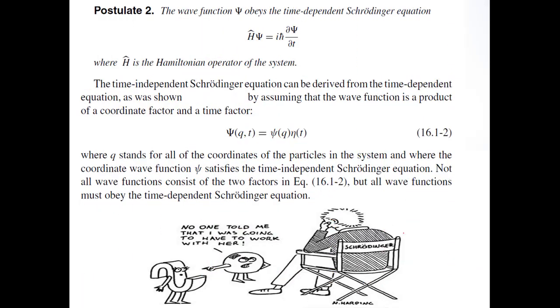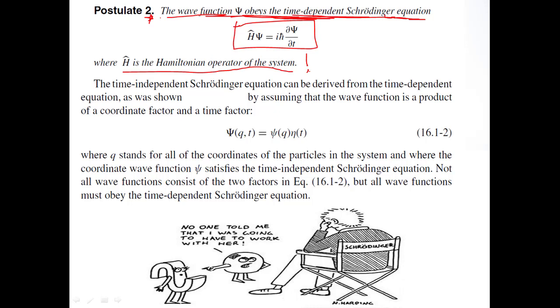Next, moving on towards the second postulate. This we already saw. This is Schrodinger's time-dependent Schrodinger equation, time-dependent Schrodinger's wave equation: H cap psi is equal to i h cut d psi by dt. What the second postulate tells is that the wave function psi obeys the time-dependent Schrodinger's wave equation, where H is the Hamiltonian operator of the system. So this we have already seen. This is nothing but the second postulate.